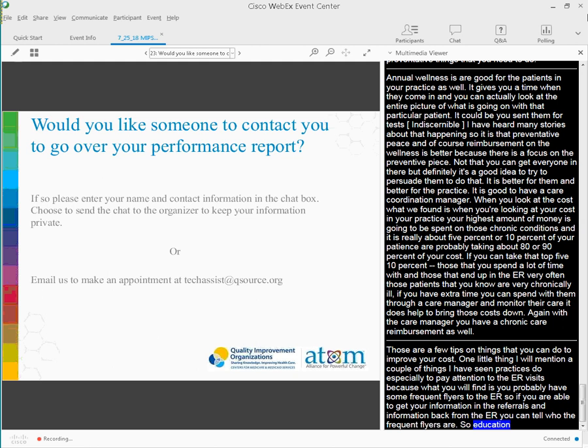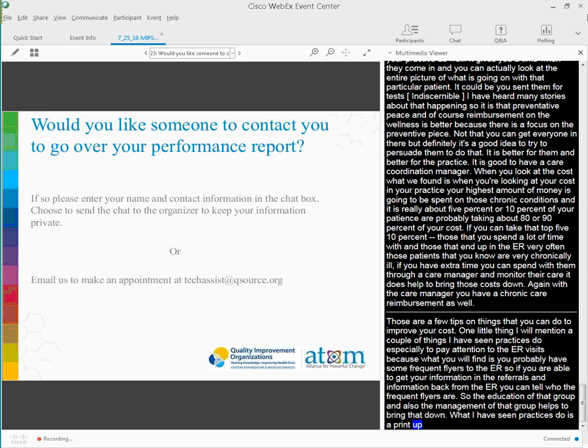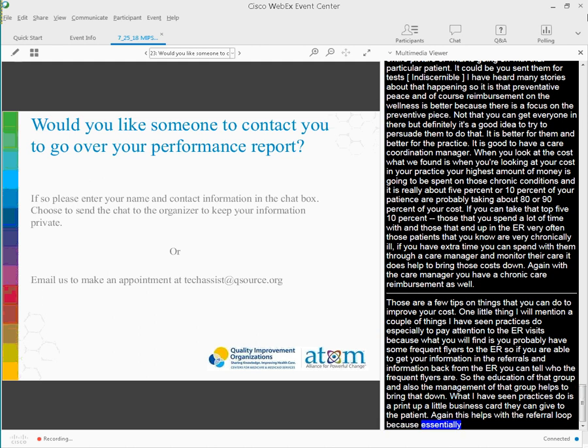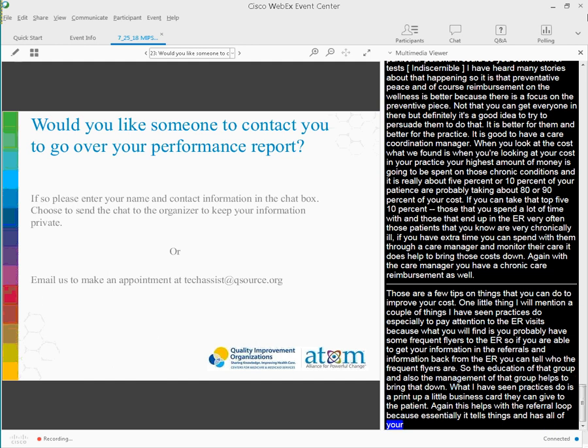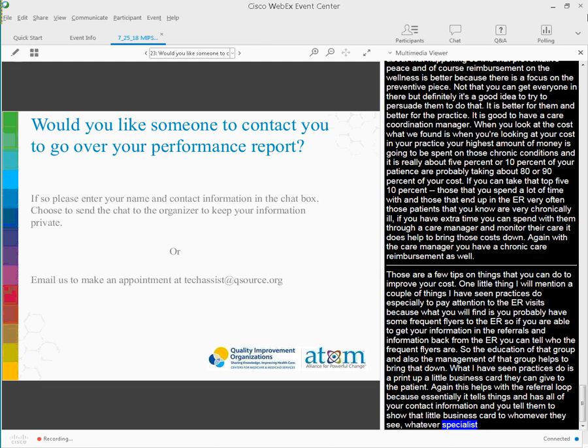But what I've seen practices do is they print up a little business card that they can give to the patient. Again, this helps with the referral loop because essentially it has all of your contact information, and you tell them to show that little business card to whatever specialist they go to see, if they go to the ED, anyone that they see, so that they'll know to send the information back. So that's one little thing.